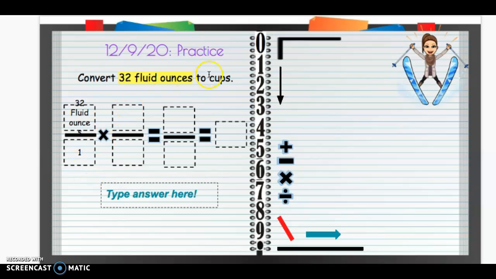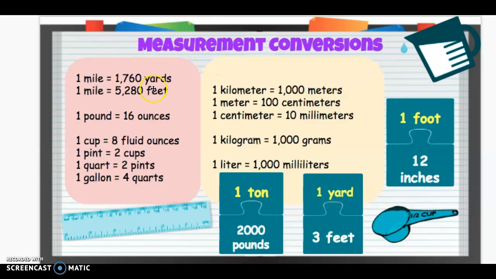All right, so now we have to convert to cups. So what we're trying to get to has to go on top. We're trying to get to cups, so I'm just going to put a C, and what we know has to go on the bottom, fluid ounces. So we go to our conversion table or our chart, and we're going from fluid ounces to cups. Well, there's 8 fluid ounces in 1 cup.